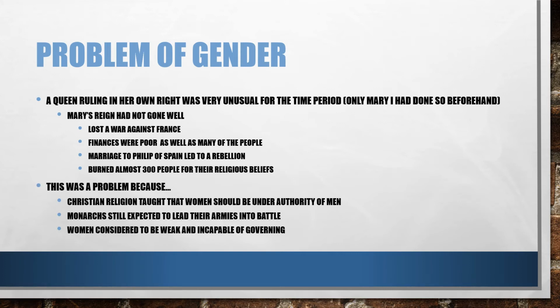So the role of gender was a problem for Elizabeth because Christian religion taught that women should be under the authority of men. It was therefore expected that Elizabeth was to marry a man so that the man would then become king and would take over the running of the country. Other issues would suggest that monarchs were still expected to lead their armies into battle, and women were not used to fighting in wars at this time, and women were also considered to be weak and incapable of governing.